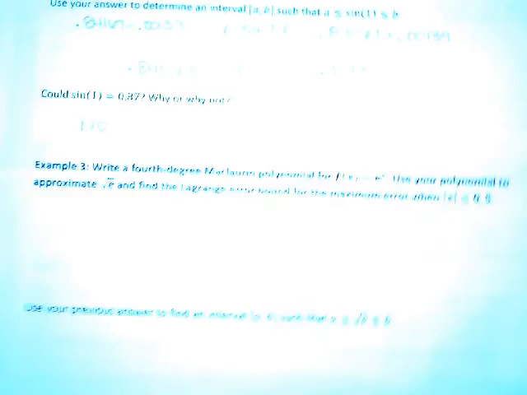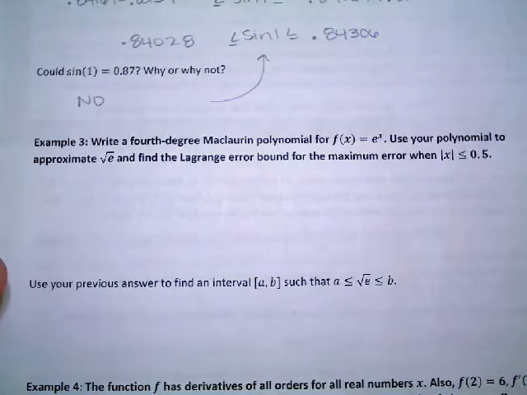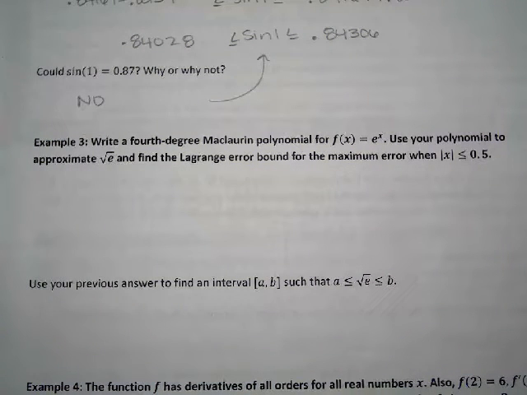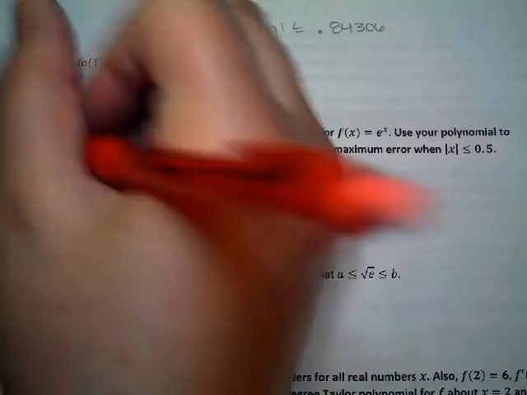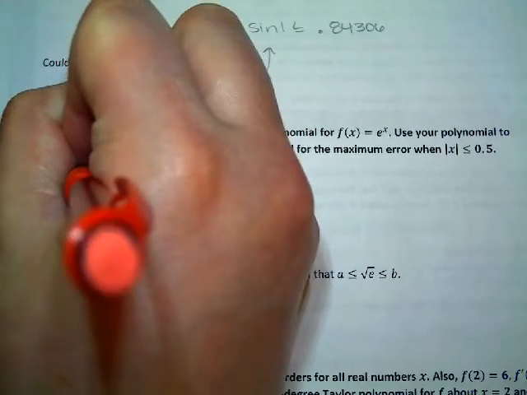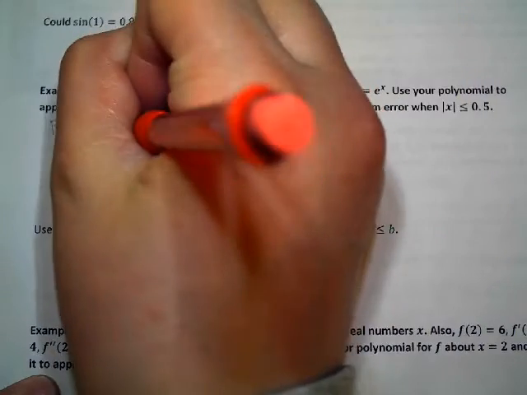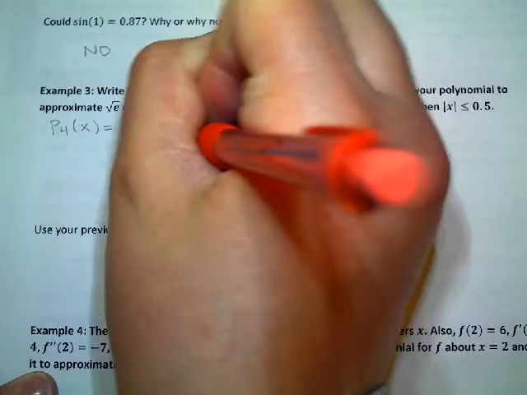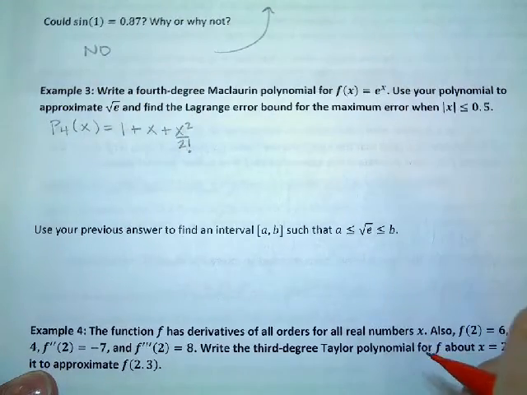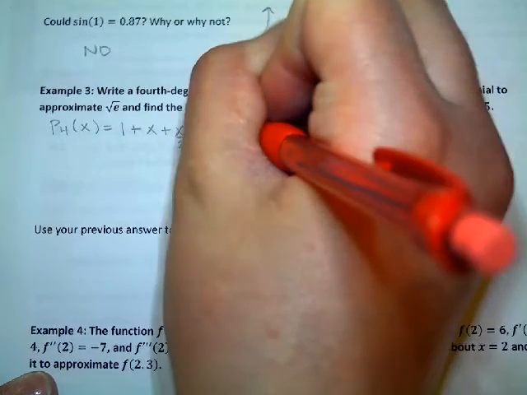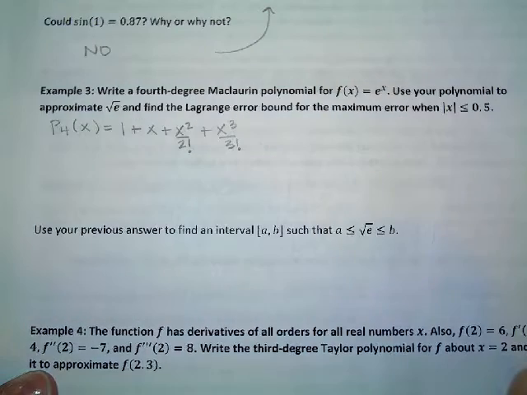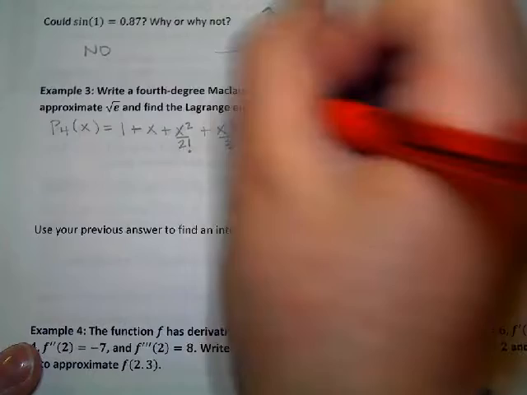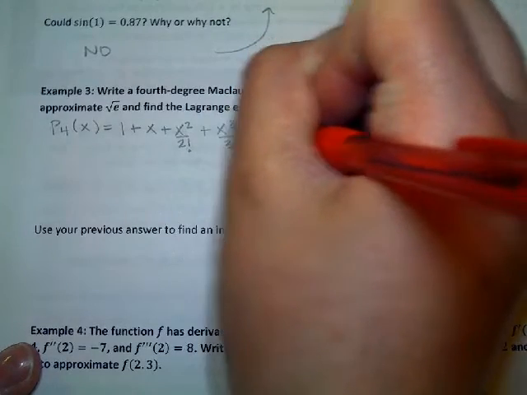It says, write a 4th degree Maclaurin polynomial for e to the x. That's going to be easy for us because it's all written on the board because I never erased it. So e to the x is what? Yeah, x cubed over 3 factorial. And then 4th degree, so x to the 4th over 4 factorial. Okay.